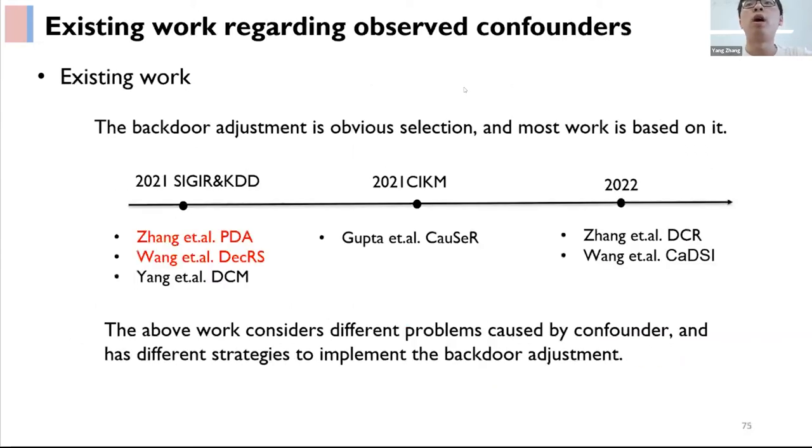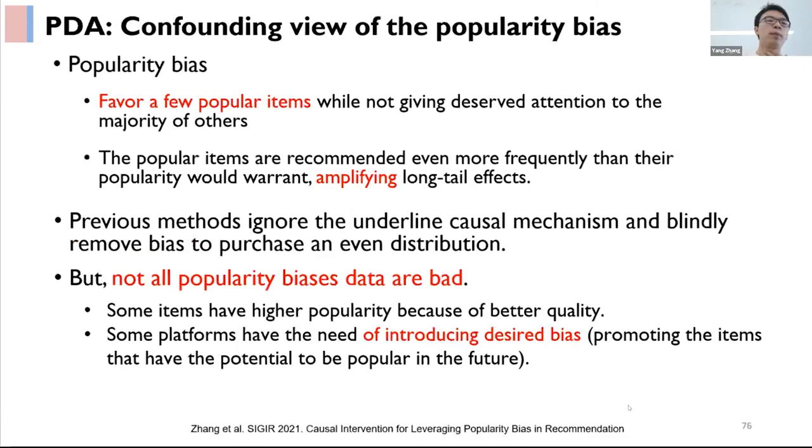To deal with the observed confounders, the backdoor adjustment is the obvious selection, and most work takes this technology in recommendation. Existing work appears in the recent one to two years, and they consider different confounding issues in recommendation and take different strategies to utilize the backdoor adjustment. I will introduce two representative methods, named PDA and DecRS, which take different strategies to implement the backdoor adjustment. PDA is a work regarding the popularity bias.